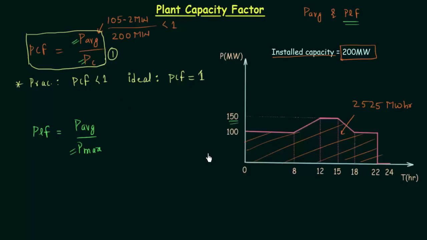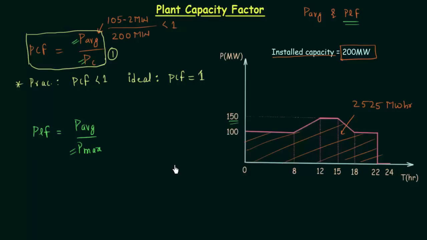Average power is the average amount of power a generating station or multiple generating stations has to supply over one day. 24 hours is one day. So for one day, the average amount of power required is known as average power.